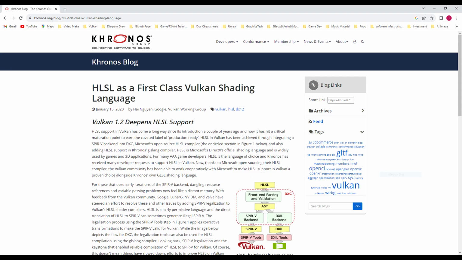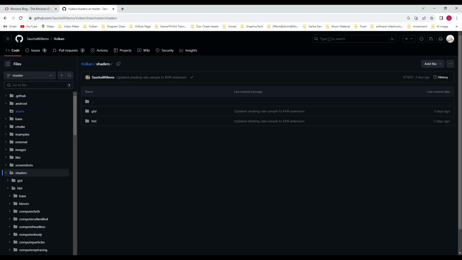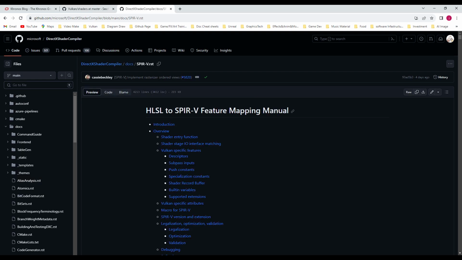Okay, now let's talk about how to use HLSL in Vulkan. Actually, it has been supported for a while. You can see that in the official Vulkan samples repo, all applications have both GLSL shaders and HLSL shaders. Vulkan can use HLSL because Microsoft's DXC can translate HLSL to SPIR-V, and Vulkan always reads in SPIR-V. This DXC doc is pretty good, and I recommend you refer to it when you are writing HLSL, because there are some differences between HLSL and GLSL.